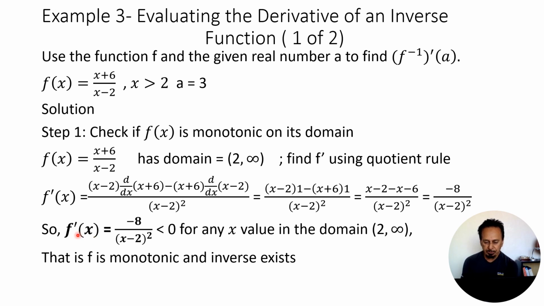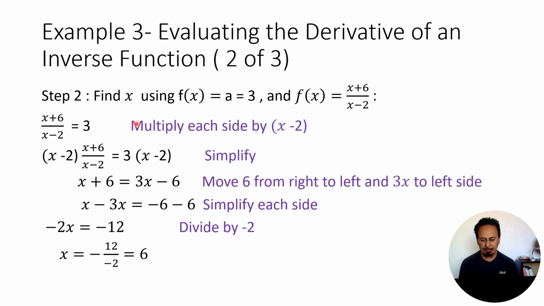Now the first derivative of f of x is equal to negative 8 over x minus 2 squared. So we pick any x value in the interval 2 to infinity, and we can clearly see that whatever number you put in, the denominator becomes positive and the numerator is negative, so it's always less than 0. So we can conclude that f is monotonic and the inverse exists. So now go to step 2.